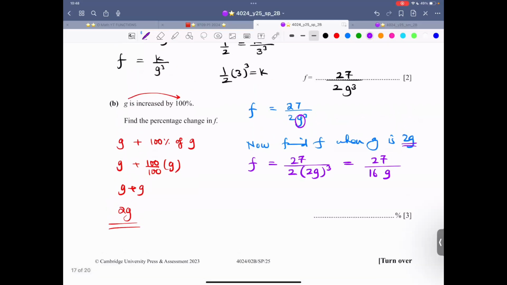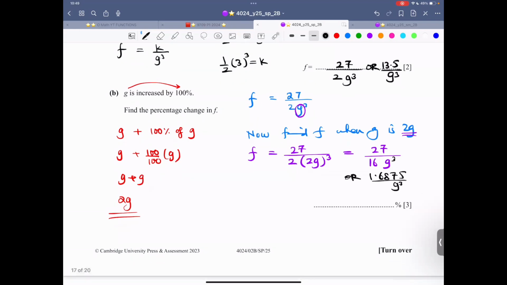I think since it's paper 2, let's do it. So therefore, this is 13.5 over G cube. And this is 13.5 divided by 8. 27 over 16 is the same thing. 27 divided by 16 is 1.6875. This is 1.6875 over G cube. It's in terms of G.